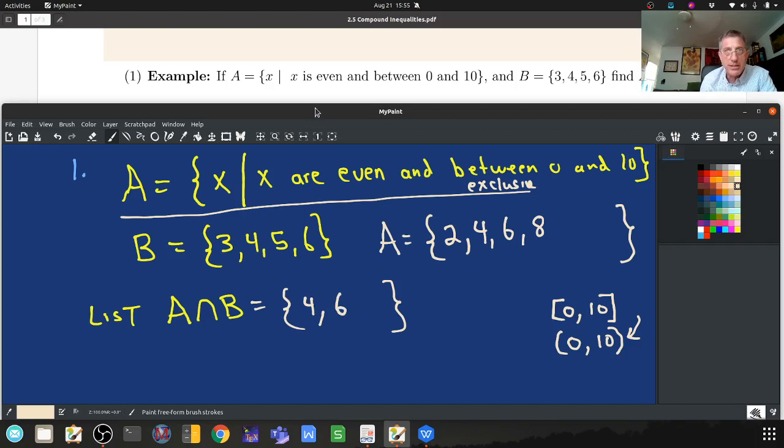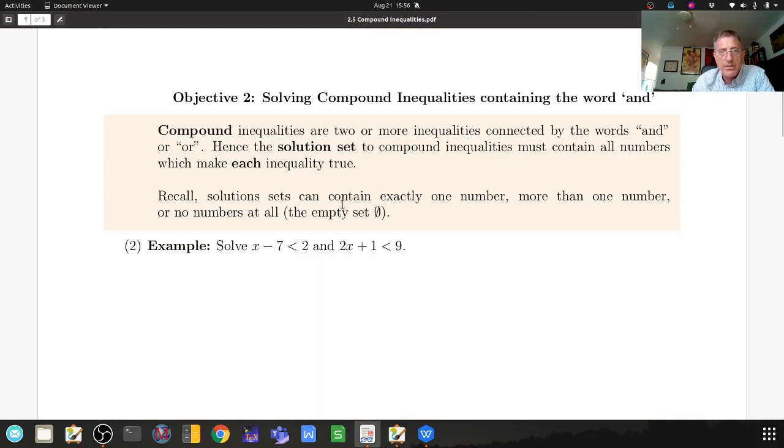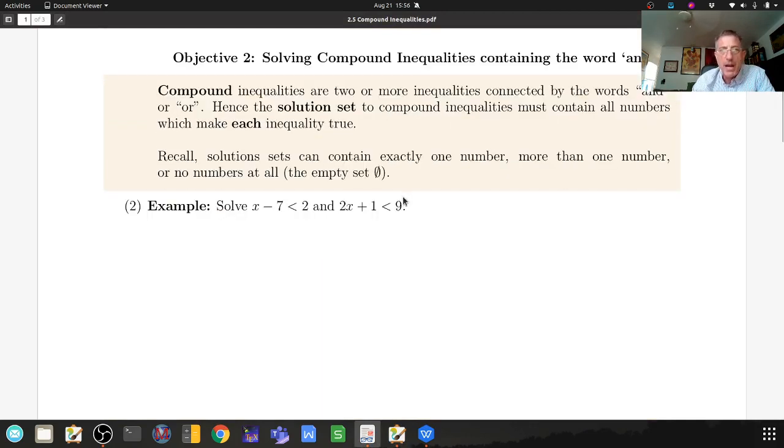Notice that the intersection may be empty. It might very well be the case, depending on the sets, that the intersection of A and B contains no members at all, in which case we denote that by saying the intersection of A with B is the empty set. So let's go ahead and solve compound inequalities containing the word and.